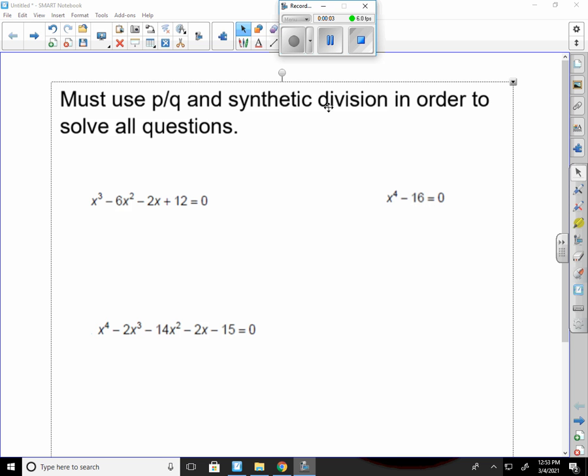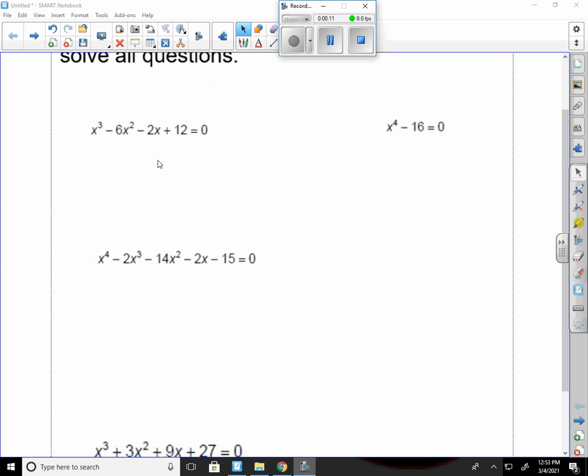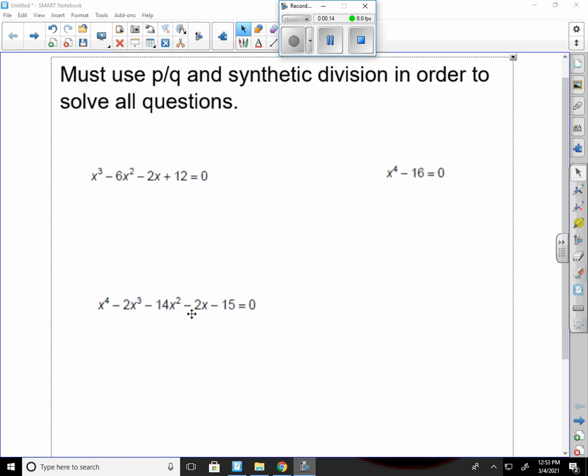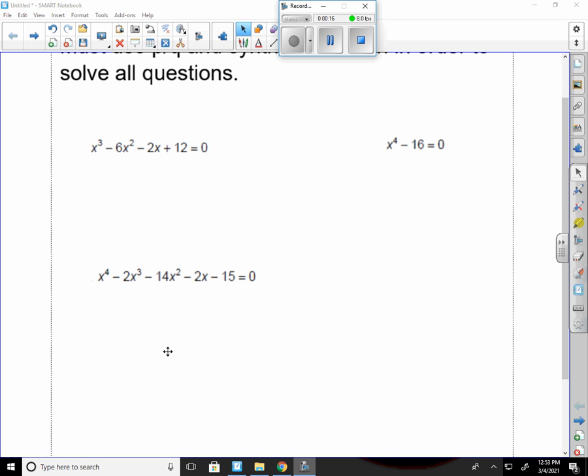So I remember we did some of these already. I know we did this x to the fourth minus 16, so I'm not going to do that one, but I'll do probably these other three, just to make sure you know how to do them and everything, and then we'll move to the other assignment.